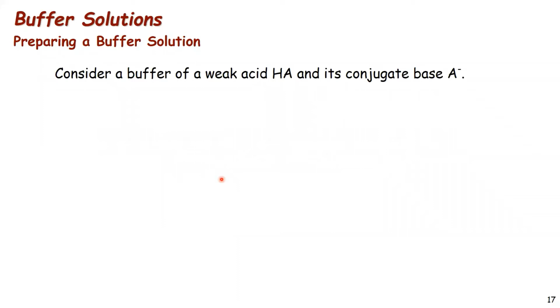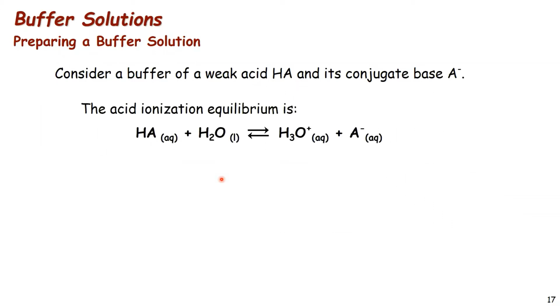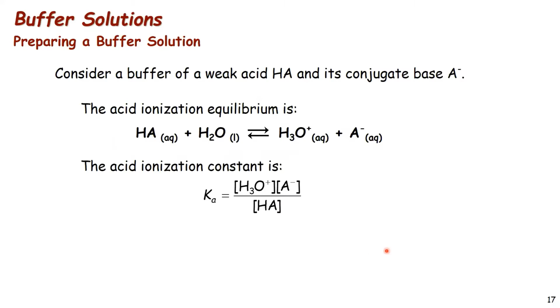So let's consider a buffer of a weak acid, HA, and its conjugate base, A minus. Again, we see the equilibrium, and it simply looks like this. There's our acid in equilibrium with its conjugate base. The Ka for this expression is simply our products, each raised to its coefficient in the balanced chemical equation, divided by our reactants, again ignoring pure liquids and solids, raised to their coefficients in the balanced chemical equation.